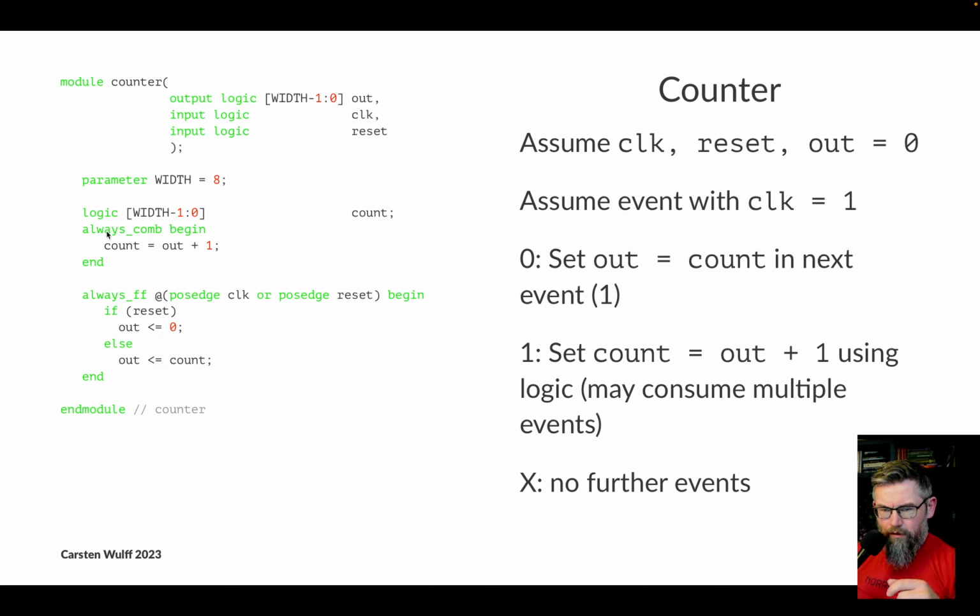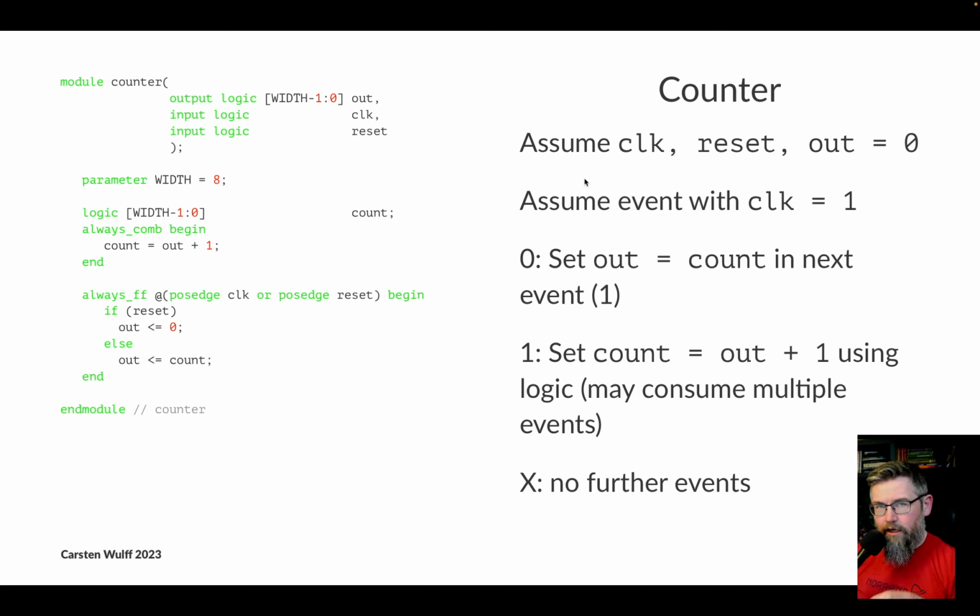Now, if we look at the combinatorial, then in this case, it will always look at the out and add 1. So at the input to the flip-flops in the always_ff, the count will always be set after a certain time, the time delay of the combinatorial, and then as soon as we set the out, a new set of values will ripple through the combinatorial logic.